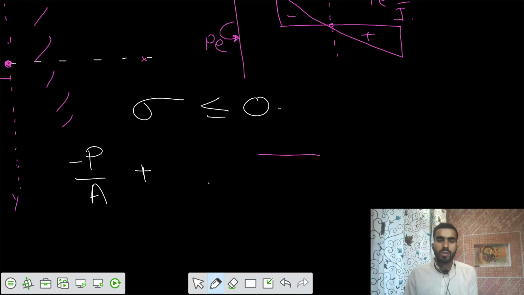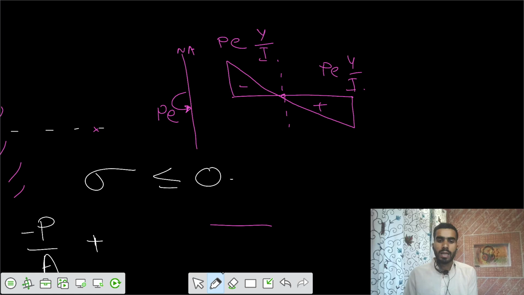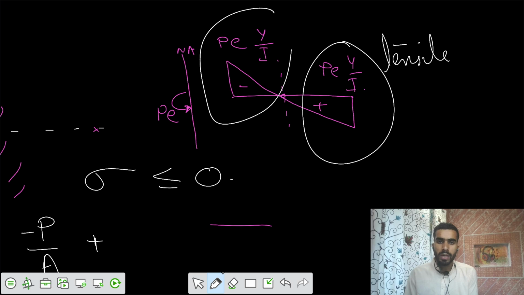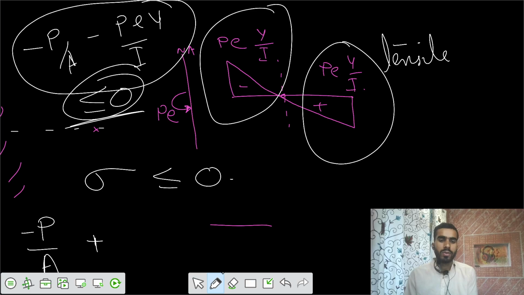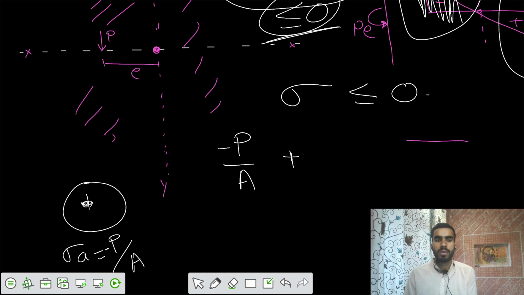If I take that positive value, tensile, I don't want tensile stress anywhere. So for this part, it is safe already, because you're having minus P by A and minus P into E times y by I. This entire term is also negative, so the overall value is already negative, less than 0. So this point is already safe. So this side of the section is already safe.